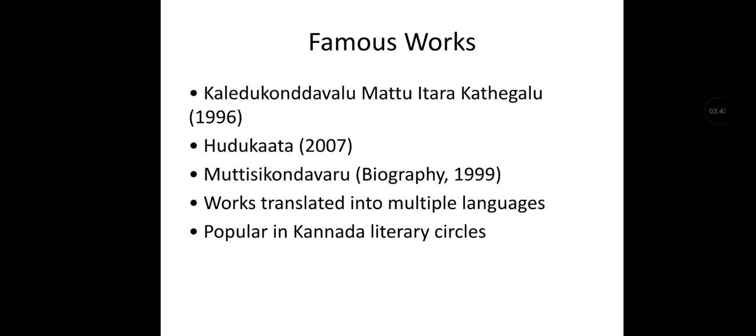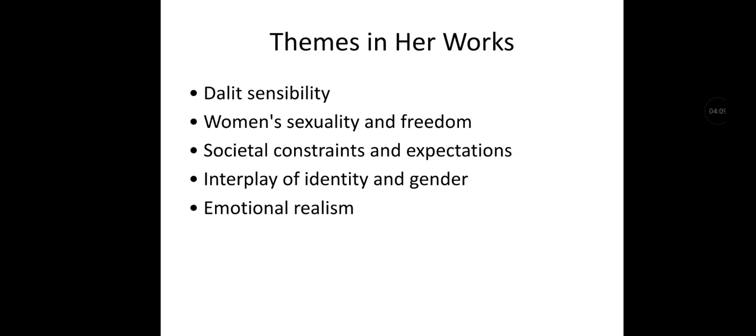Her famous works include ಕಳೆದುಕೊಂಡವರು ಮತ್ತು ಇತರ ಕಥೆಗಳು in 1996, ಹುಡುಕಾಟ in 2007, and ಮುಟ್ಟಿಸಿಕೊಂಡವರು, a biography written in 1999. Her works are translated into multiple languages. She is a popular Kannada literary figure. Themes in her works are Dalit sensibility, women's sexuality and freedom, and societal constraints and expectations. She wrote about the interplay of identity and gender and also emotional realism.